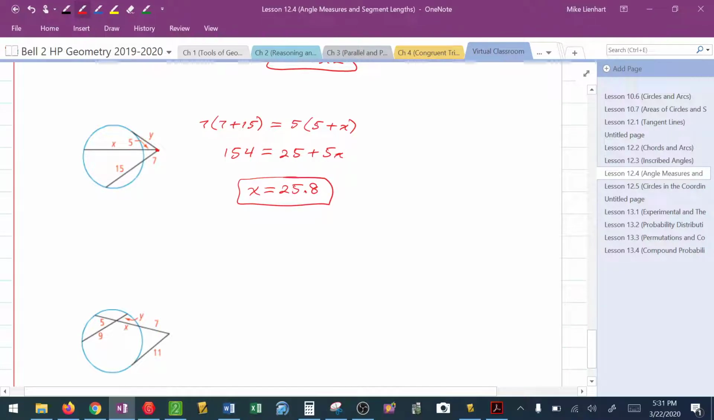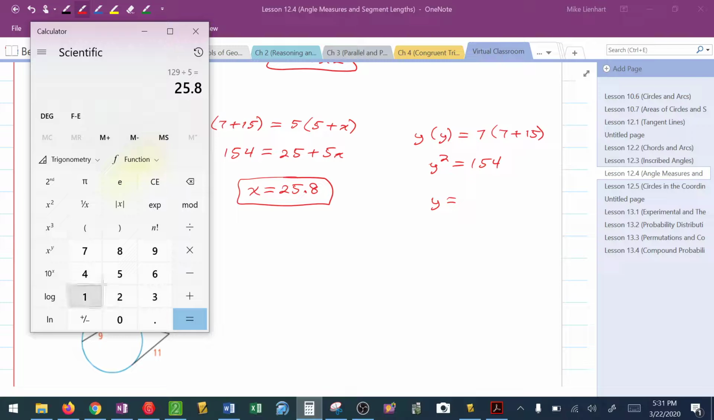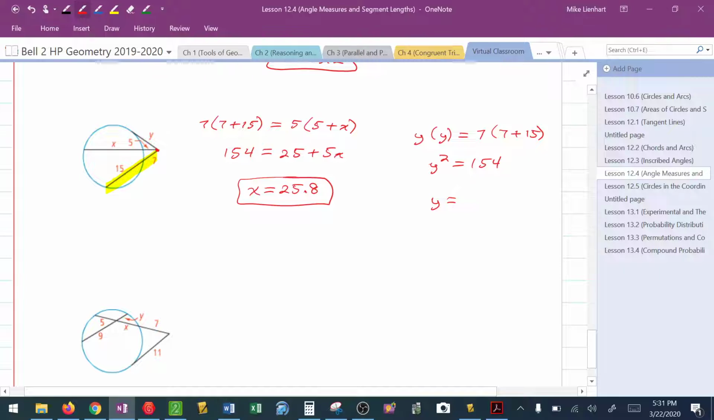Now I need to find y. Y is a tangent. I want to use that tangent, but I also want to come back and use this because it's given information. All right, so I know y times y, or y squared, is equal to 7 times 7 plus 15. Or y squared would equal to 154. If I take the square root of 154, I'm going to get 12 point something. The square root of 154 is 12.4, and that's y.